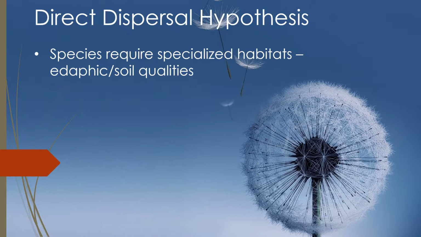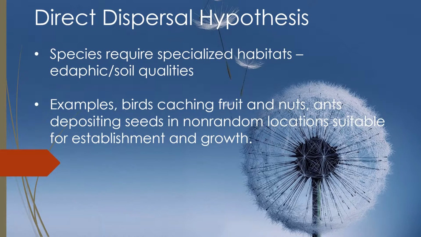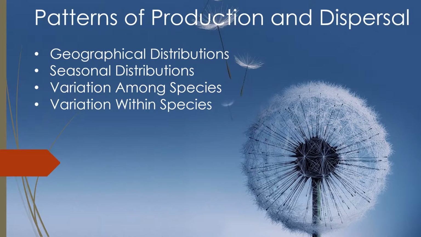And the last one is the direct dispersal hypothesis, which basically means that the plant is trying to get into a specialized habitat, and so it's going to control its dispersal through one of those different mechanisms in order to get into that habitat. Some examples of this are birds caching seeds and nuts, and ants depositing seeds in non-random locations. Next, we move on to answering that second question of what external or environmental factors affect seed dispersal.